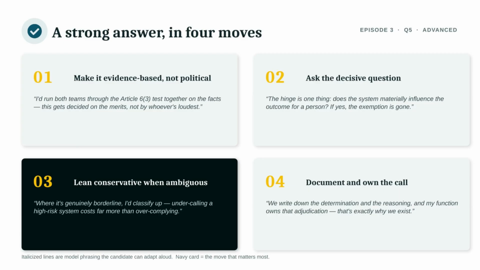Where it's genuinely borderline, and some cases honestly are, I'd lean conservative and classify up because the cost of undercalling a high-risk system in fines and remediation and reputational damage dwarfs the cost of over-complying. And whatever we decide, we document the determination and the reasoning behind it so it's defensible to an examiner later. This adjudication is precisely what the AI risk function exists to own, not to rubber stamp engineering to hit a date, and not to reflexively side with legal either.